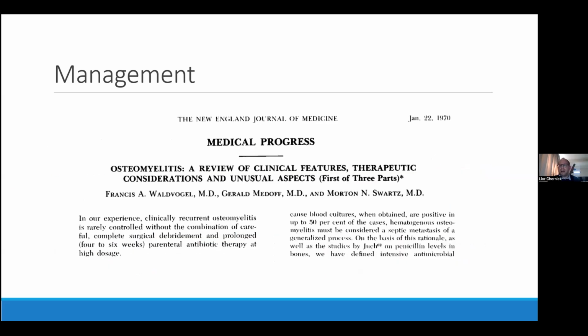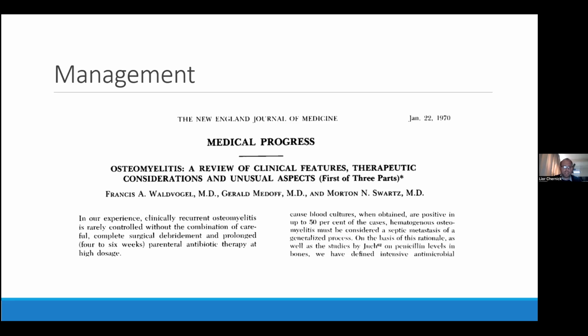But the principles of management haven't really changed in the last 50 years. And this was a seminal paper by Dr. Waldvogel, whose name is attached to one of the staging systems we use, as mentioned. And this was a review that was 3 papers that appeared in the NEJM in the 1970s. And really it makes for an interesting read in terms of their approach, but not that much has changed.